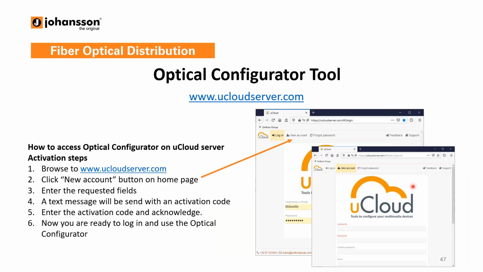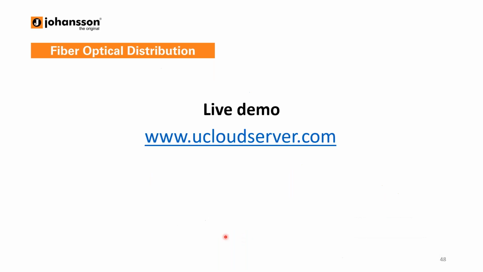And as I mentioned before, if you never used this platform, you can easily go to the uCloud server. You have here in the top left, new account. You just click the account, fill in the fields, and you have to enter your mobile phone because we will send you an activation code. With this code, you can then activate your account. And from then you are good to go. So now I will show you a live demo.